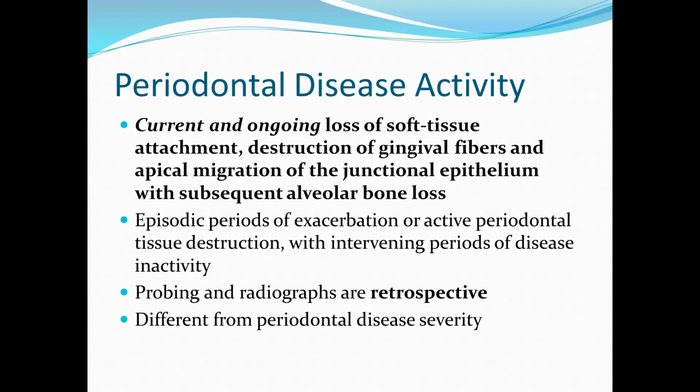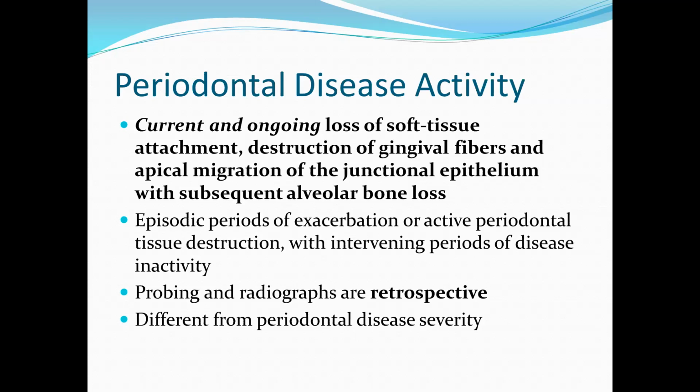You have a 5 millimeter or a 7 millimeter last year, a 7 millimeter 4 months ago, and a 7 millimeter today. They don't necessarily have disease activity. They have infection, but they need to have that 2 millimeter destruction in order for it to be considered active bone loss, right? So it's episodic periods of exacerbation or active periodontal tissue destruction and intervening periods of disease inactivity. We don't know how long that inactivity is going to be where that patient's stable.